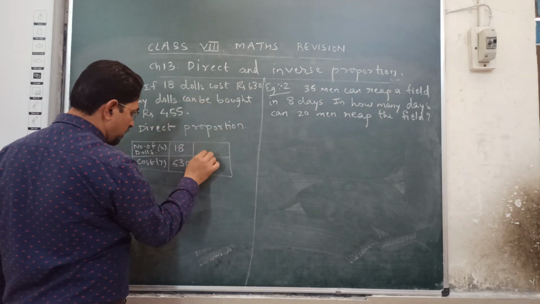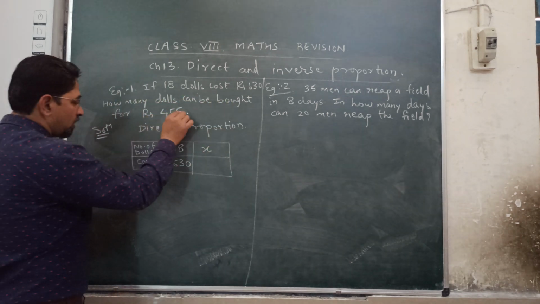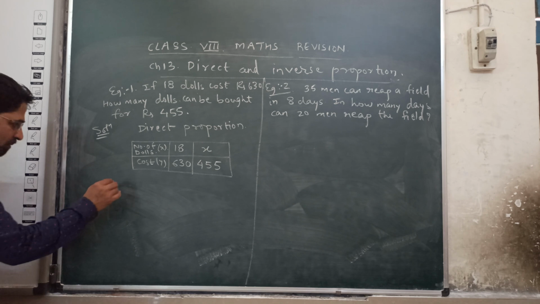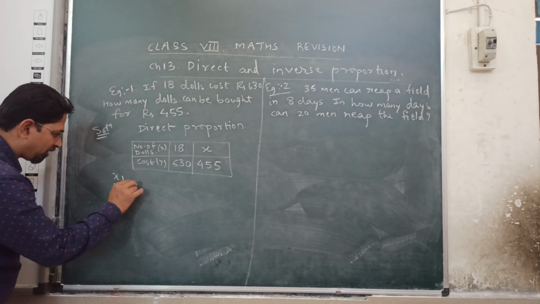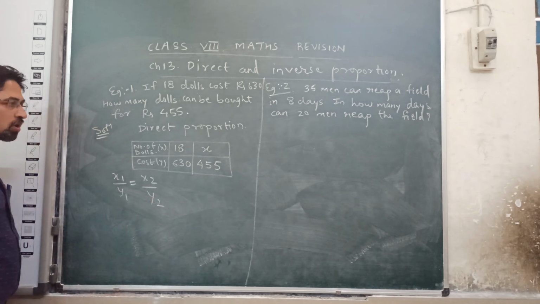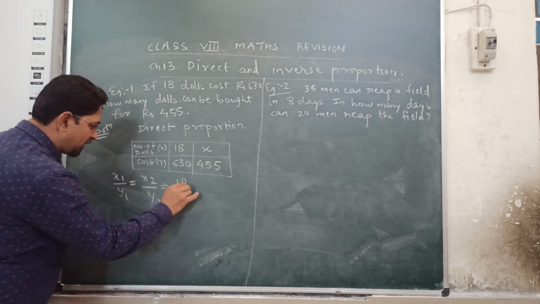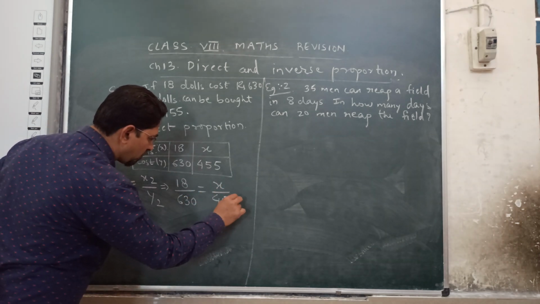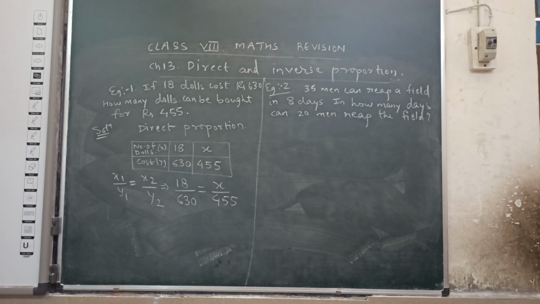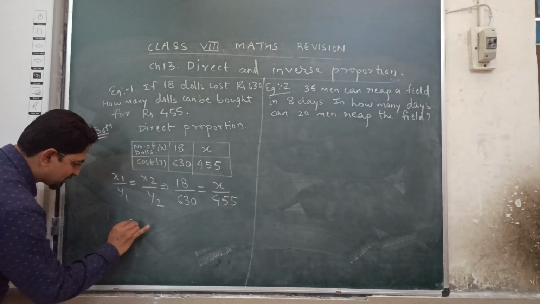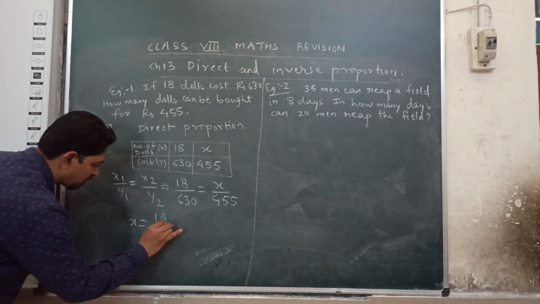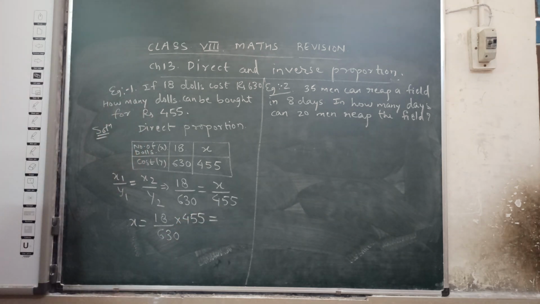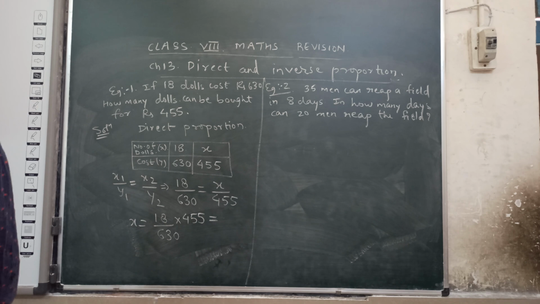How many dolls can be bought? So I write here X and rupees 455. Now it is direct proportion, so simply x1 upon y1 is equal to x2 upon y2. That means 18 upon 630 equals x upon 455. So we get x is equal to 18 upon 630 into 455. Simplifying this, you will get the number of dolls.